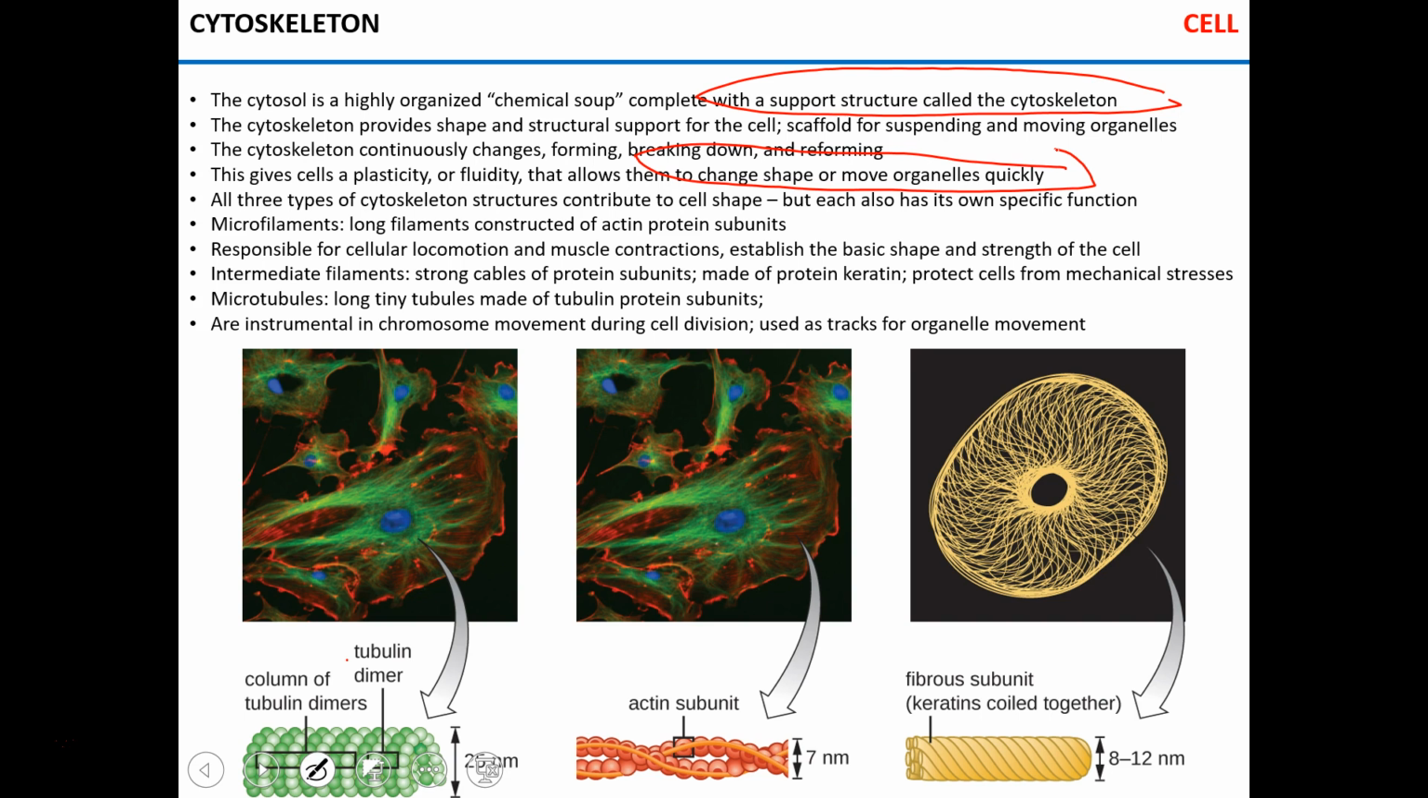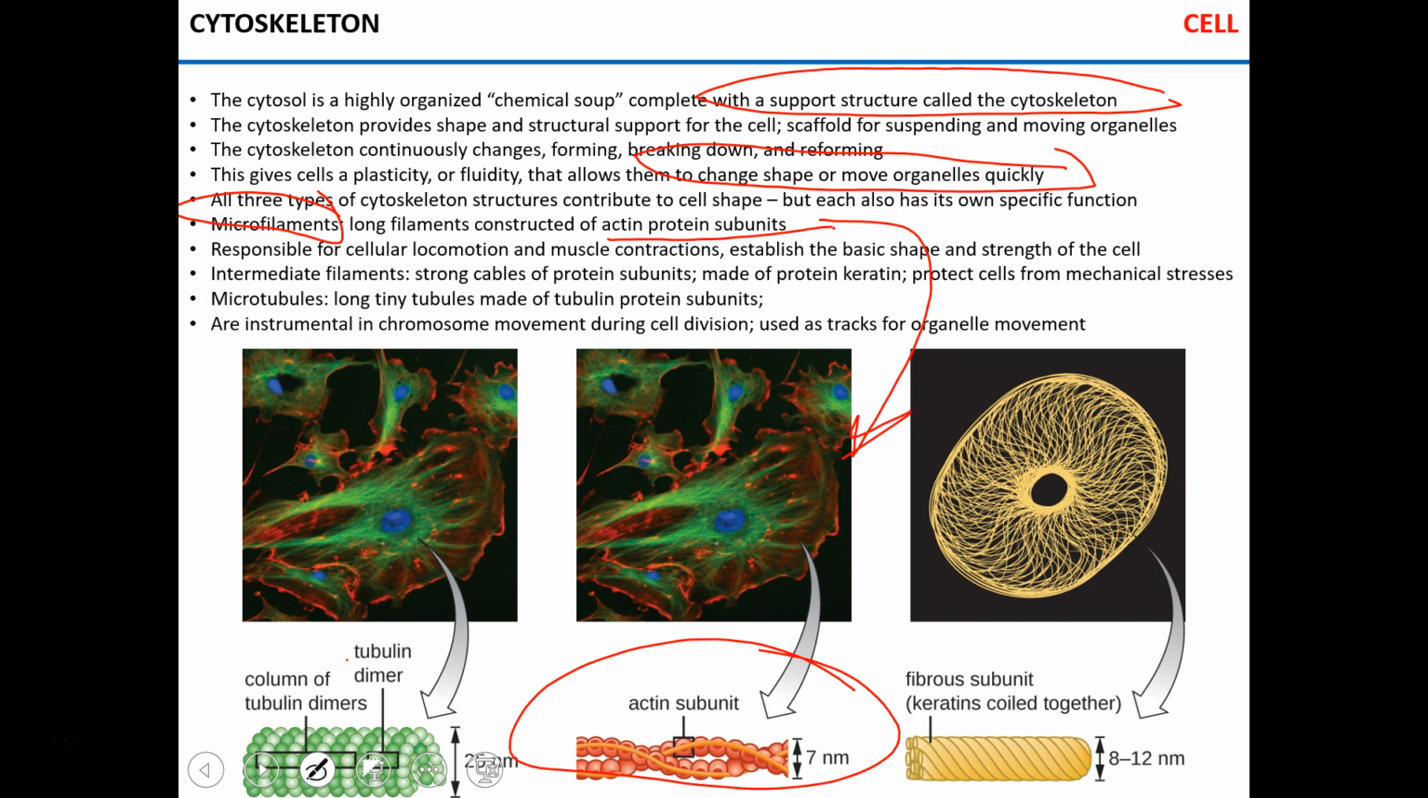There are three types of cytoskeleton structures. Microfilaments, shown here in the center, consist of a protein actin, and they are necessary for movement, contractions of the muscles, establish the shape of the cell, and they can be formed and destroyed and formed back.